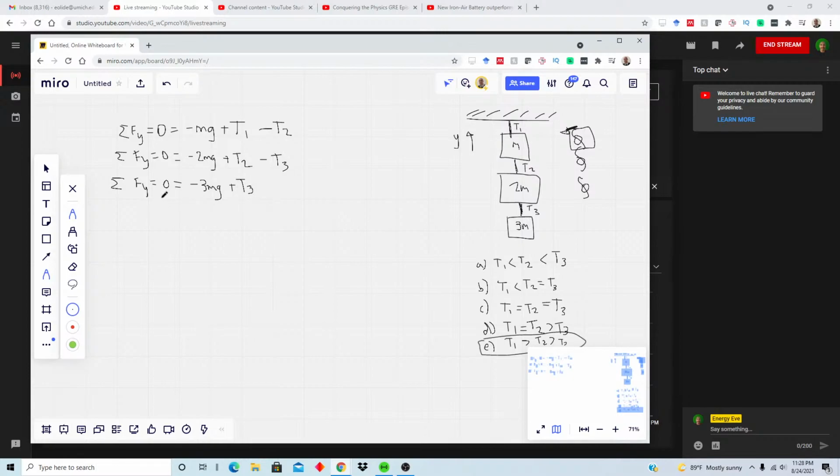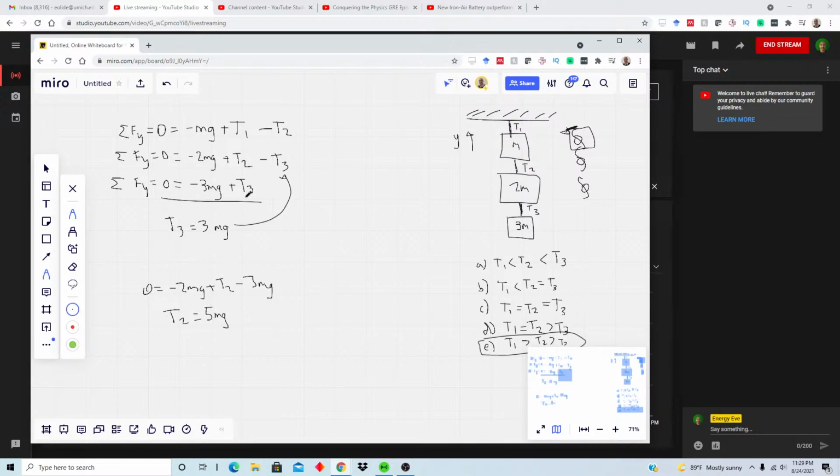What's cool is right here, when we rearrange, we end up with T3 is equal to 3mg. Now that we have this, we can plug it into here. When we pull this equation down, we have 0 is minus 2mg plus T2 minus 3mg. When we work this out, we get T2 is equal to 5mg.